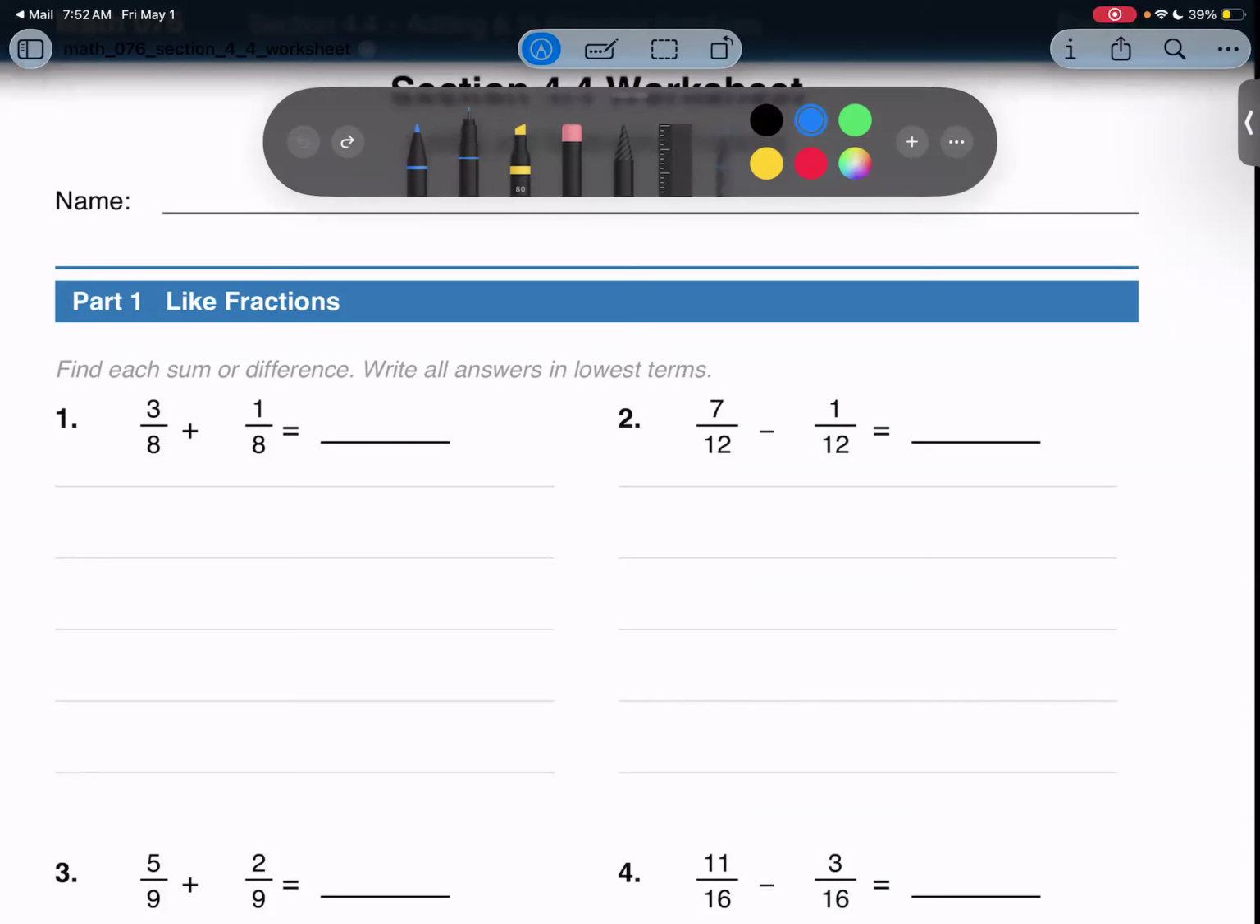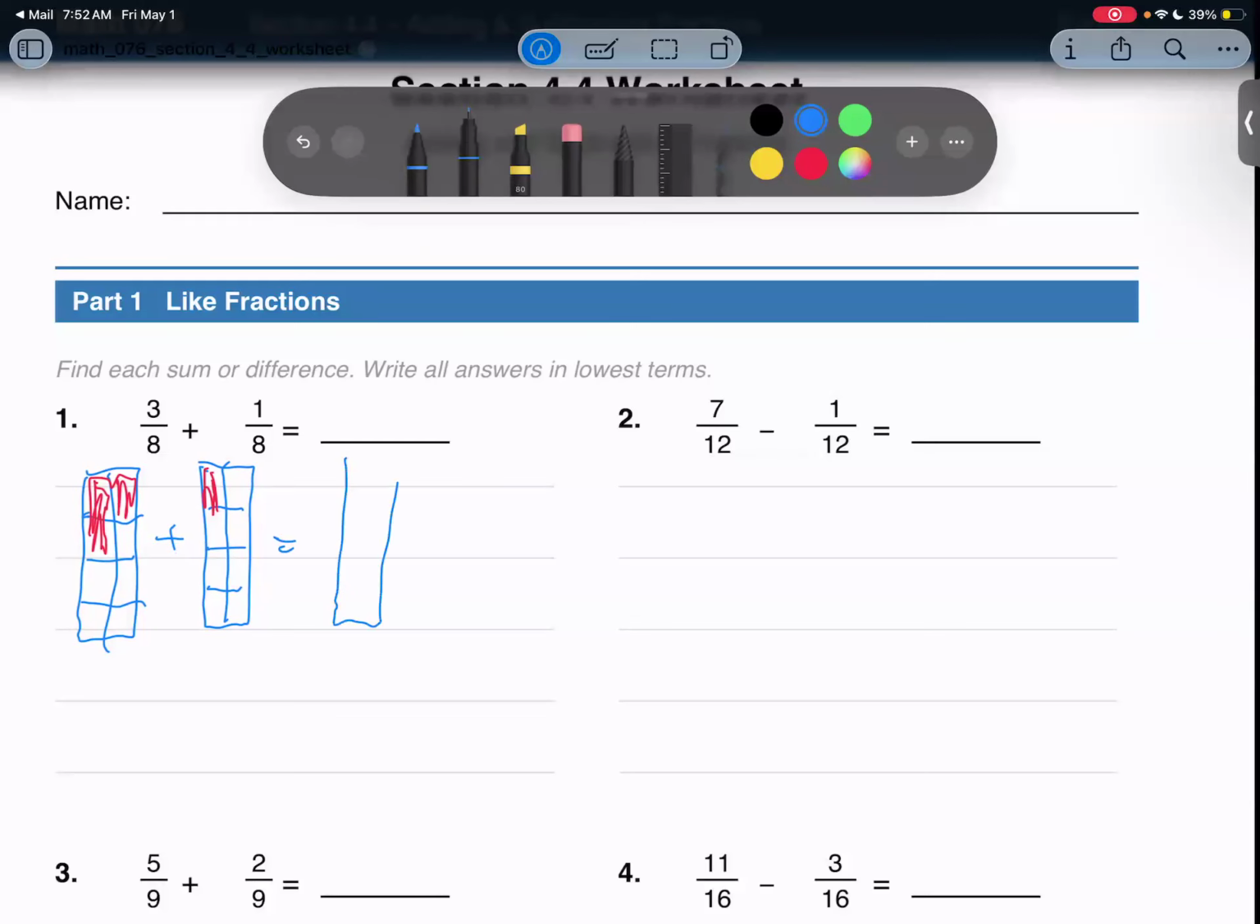And let's see, we have 3/8 and 1/8. Okay, so I got 3/8 and 1/8. And I want to add these up, see how much we get left with.